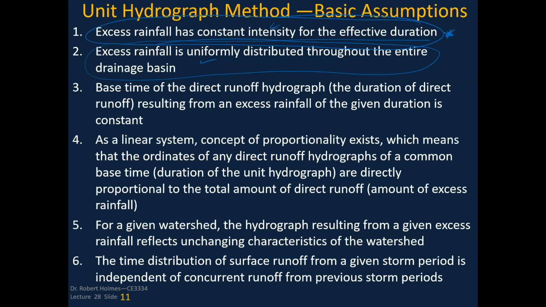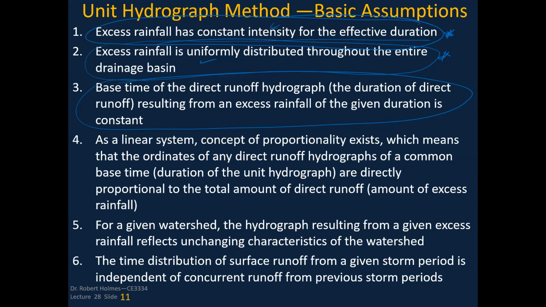And so the bigger the watershed you get, the more you're going to be in violation of this assumption because, to truly hold to the assumptions of the unit hydrograph theory, the rain needs to be falling everywhere in the watershed at the same rate and for the entire time, uniformly distributed everywhere.